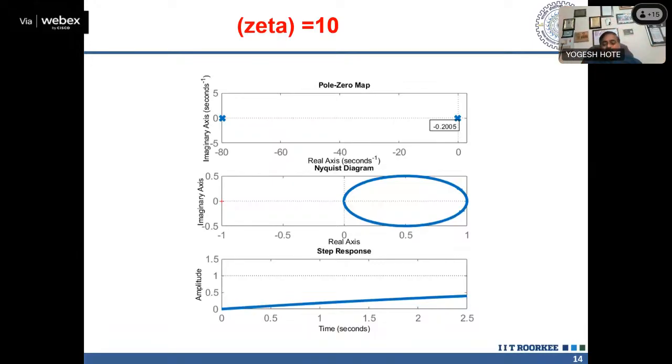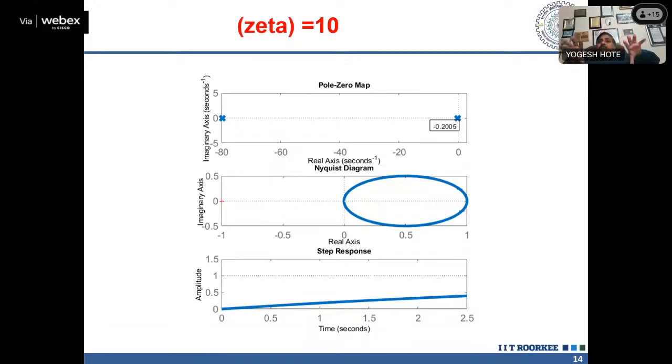So this is about the reduced order model, that means discarding the poles which are far away from the imaginary axis. The poles which are far away from the imaginary axis have a very small time constant. If the time constant is very small, the system reaches steady state very quickly, whereas the poles which are very near to the imaginary axis have a higher value of time constant, so they take more time to reach the steady state.